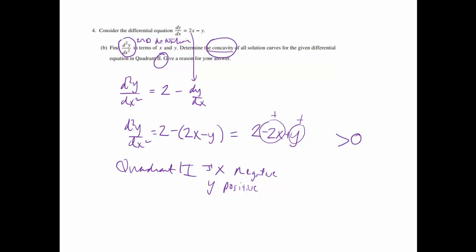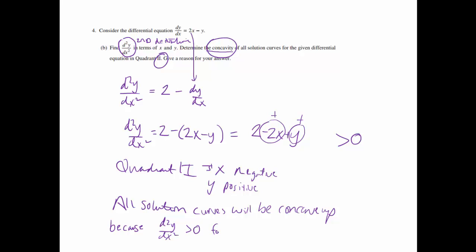So if I'm determining the concavity of everything in quadrant 2, I will just say that all solution curves will be concave up, and I will say because the second derivative is going to be greater than 0 for all points in quadrant 2. Okay, I would get 2 points for this one. I'd get 1 point for getting that second derivative, and then I get 1 point for saying concave up and the reason.